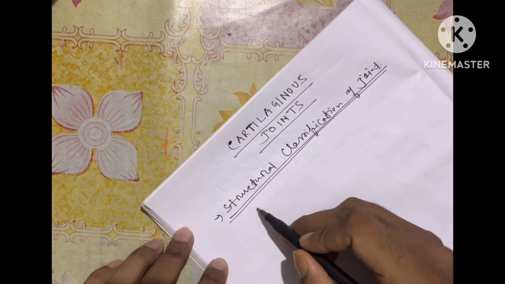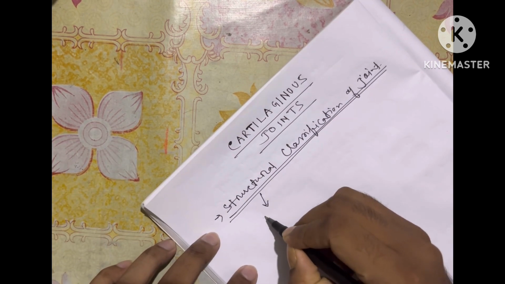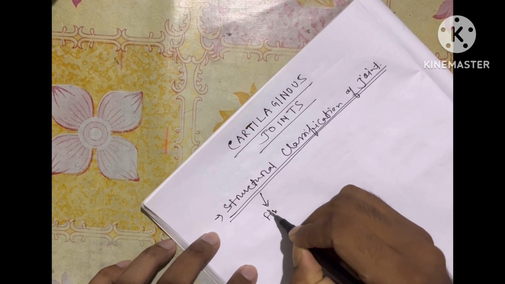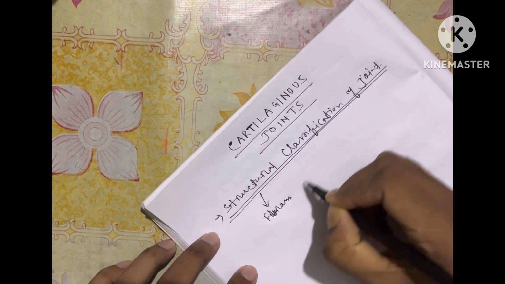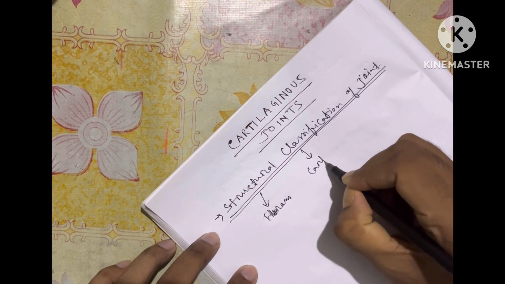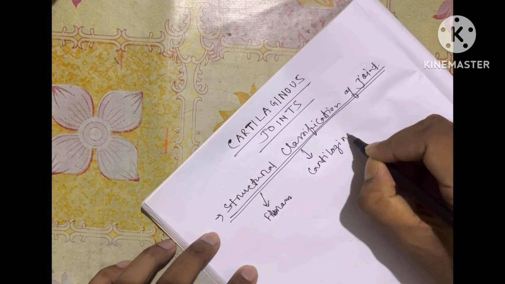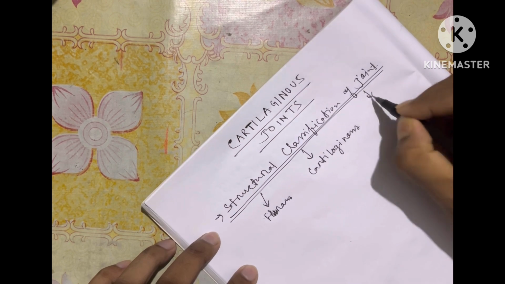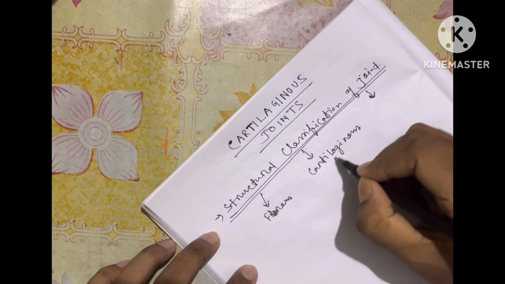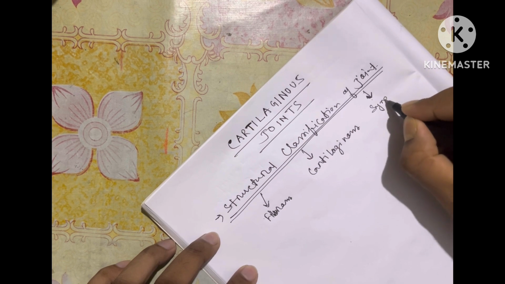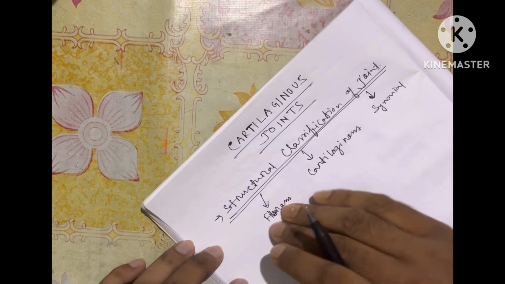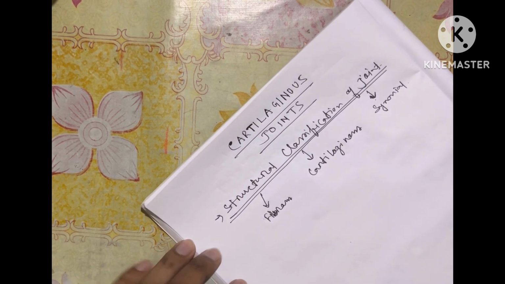The first one is fibrous, the second one is cartilaginous, and the third one is synovial. Another one is functional, which we are going to discuss later on.